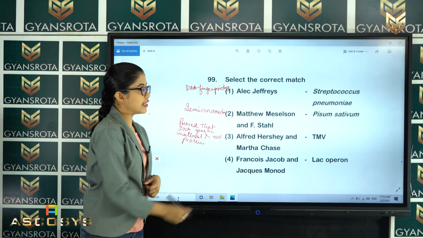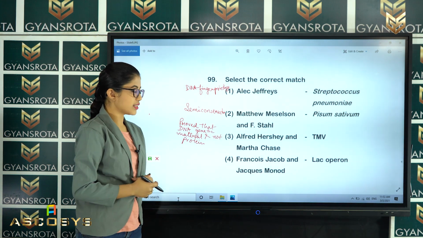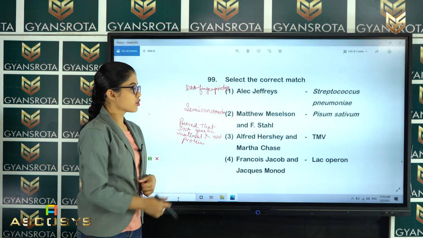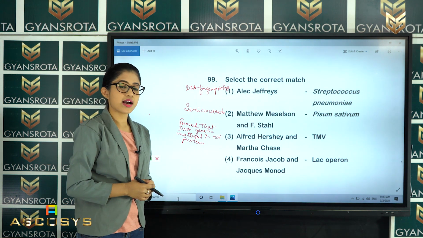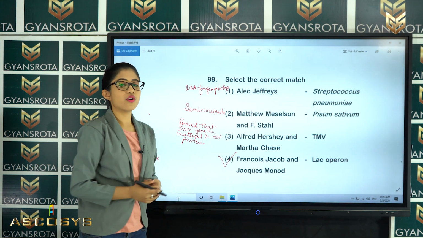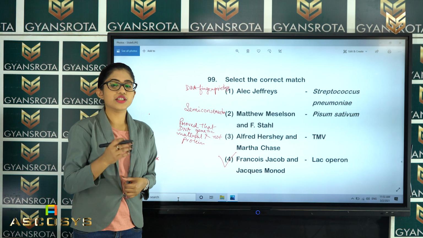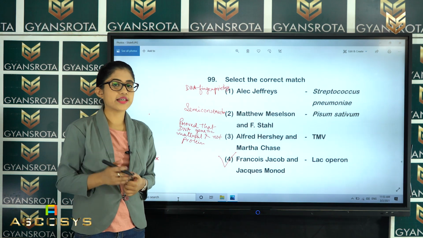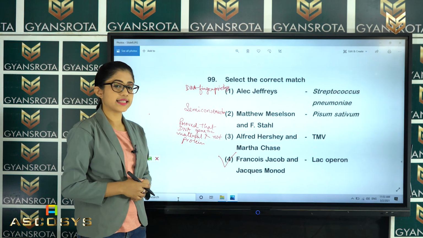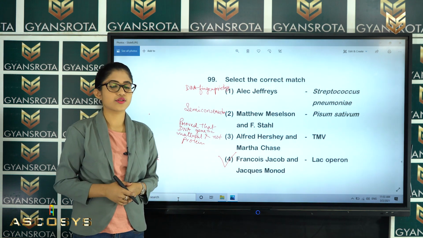But in this question, these are incorrectly matched. So which among them is the correct match? That is option number 4. Option number 4 says correctly that Jacob and Monod gave the lac operon. So option number 4 is the correct answer. Now let's see the next question.